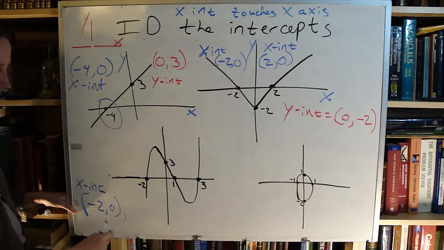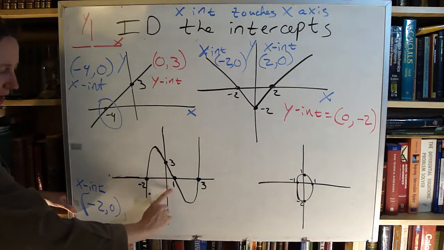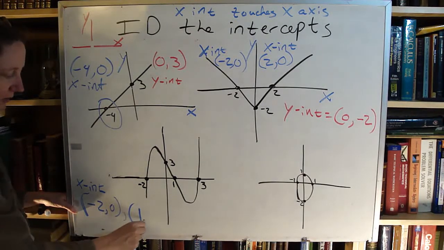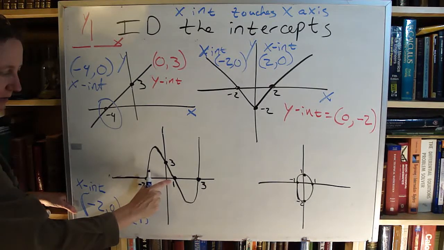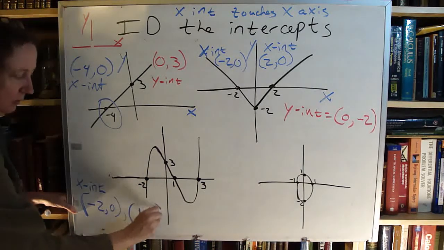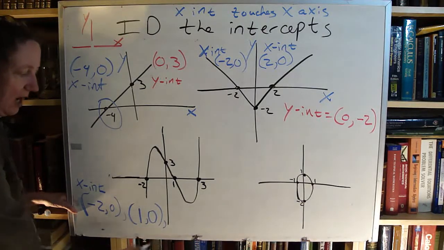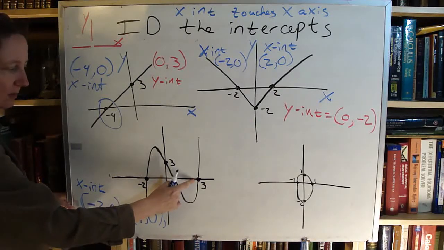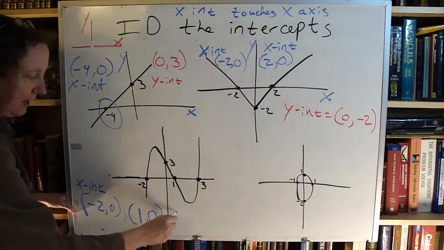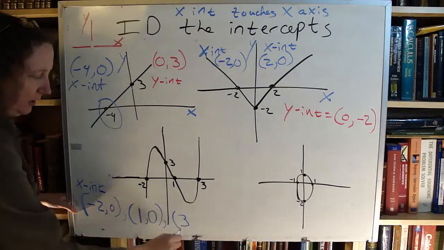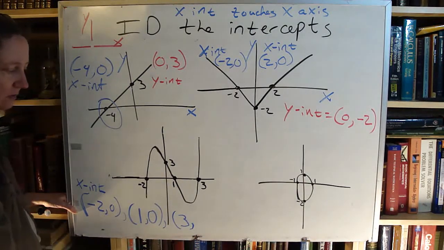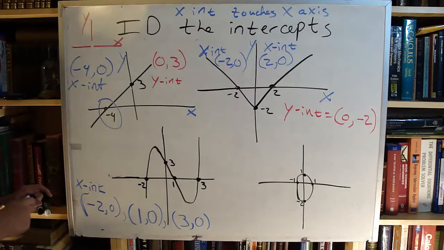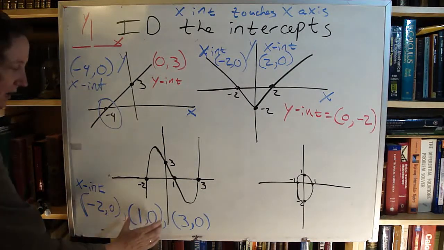I have a second one. The x value is 1. Notice I'm putting the parentheses around these. Comma, the y value for that, 0. Close my parentheses. Put a comma to separate it from the next one. Okay, so I have the first one, I have the second one, I need my third one. My x value there, 3. What is my y value? 0. So I have my three x-intercepts.